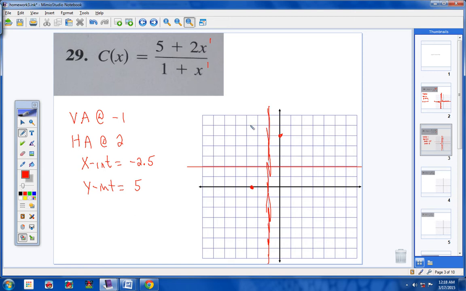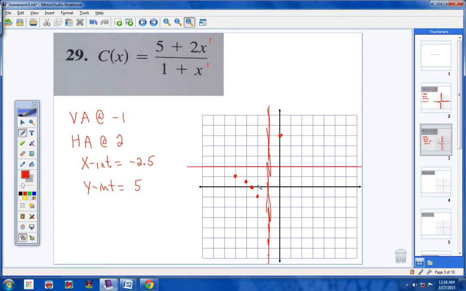My vertical asymptote is negative 1. So I'm going to go over to negative 4. At negative 4 I have a positive 1. At negative 3 I have a 1/2. Of course here I have a half. At negative 2 I am at negative 1. Okay? Now I'm going to go ahead and type in 1.1 for a value.